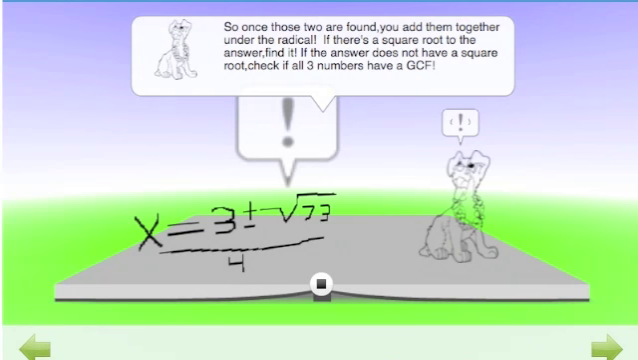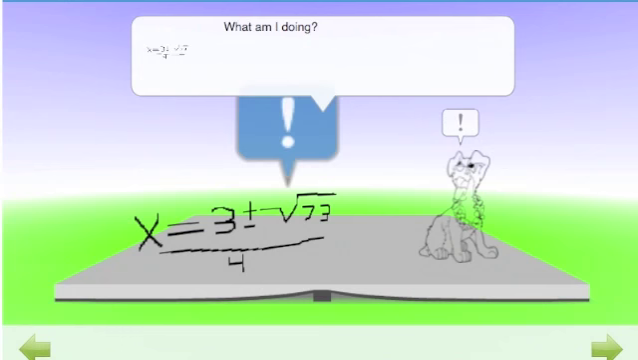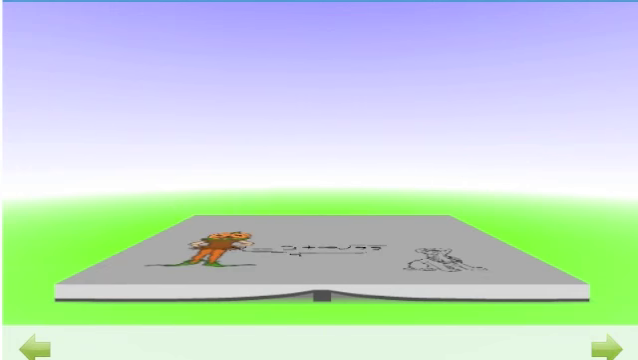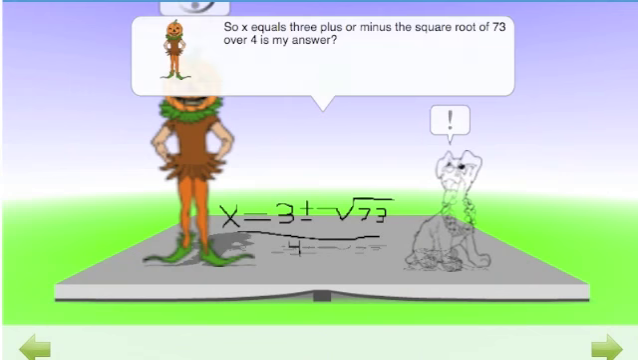So once those two are found, you add them together under the radical. If the answer has a square root, find it. If the answer does not have a square root, find the GCF for all three numbers. So x equals 3 plus or minus the square root of 73 over 4.